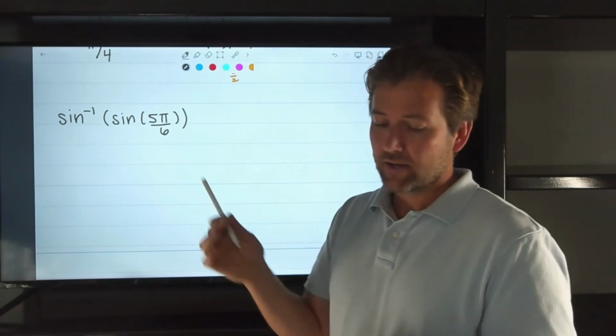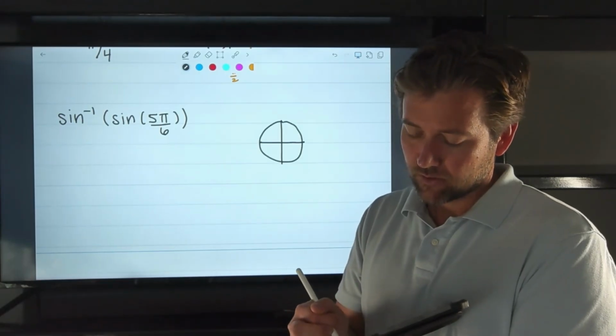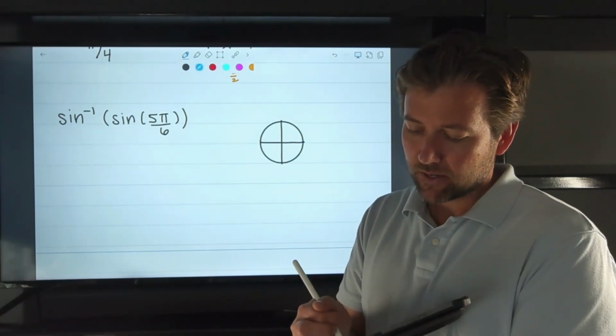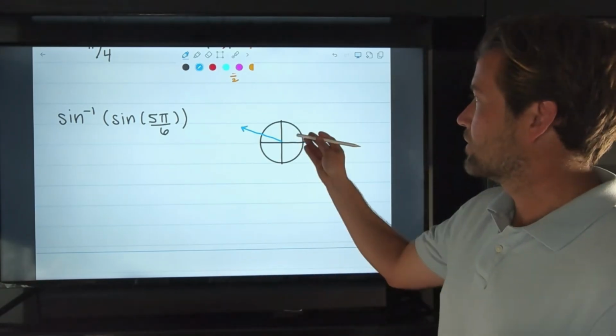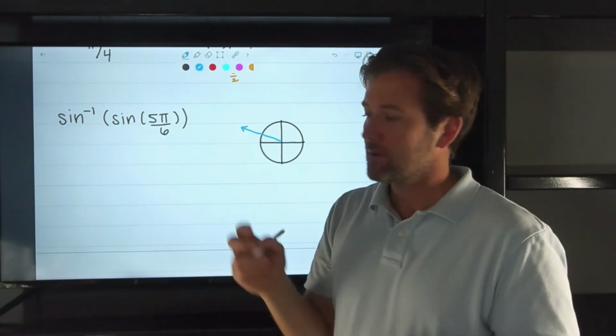And 5/6 pi, let me draw that. So here's our unit circle. The angle 5/6 pi is right here. So that's beyond pi over 2. It's beyond -pi over 2. So that cannot be our answer.